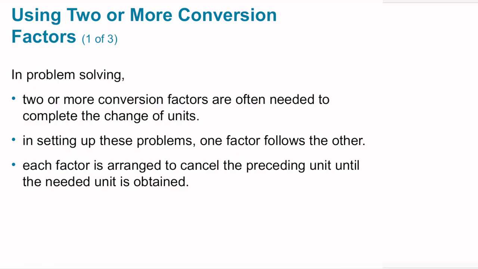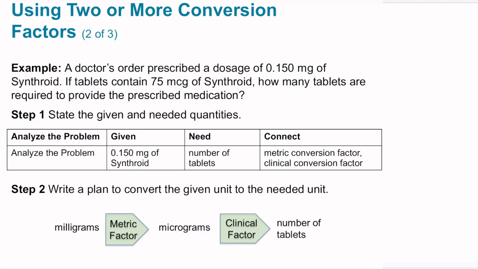Let's work an example. A doctor's order prescribed a dosage of Synthroid of 0.150 milligrams for a patient. If tablets contain 75 micrograms of Synthroid, how many tablets are required to provide the correct prescribed medication dosage? For this problem, we'll need two conversion factors.